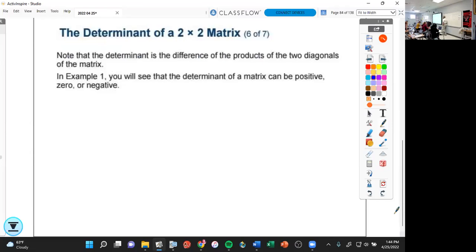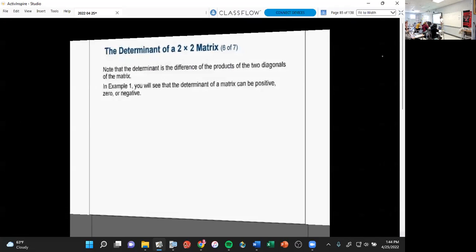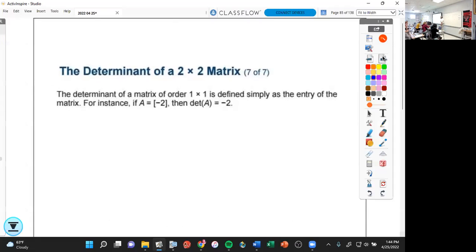Note the determinant is the difference. Here we go again. It's the difference, which means what? Subtract the products of the two diagonals. In example 1, you'll see that the determinant of a matrix can be positive, 0, or negative. If you have a 1 by 1 matrix, the number inside that matrix is the determinant. So if I had a 1 by 1 matrix consisting of -2, the determinant of that matrix is -2.